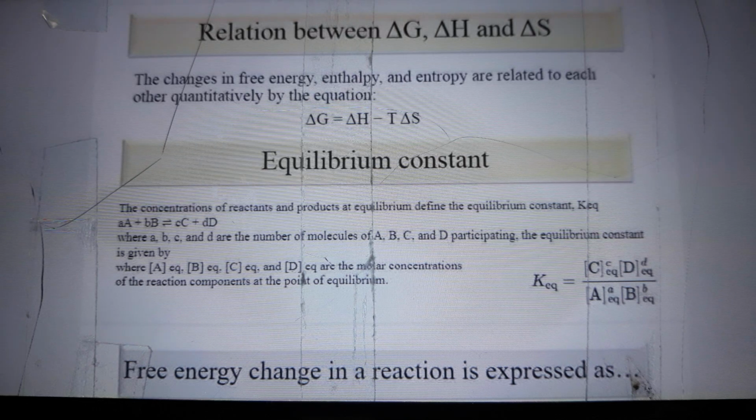for the reaction small a capital A plus small b capital B reversibly equal to small c capital C plus small d capital D, where a, b, c, and d are the number of molecules of A, B, C, and D participating. The equilibrium constant is given by Keq is equal to [C]eq^c [D]eq^d divided by [A]eq^a [B]eq^b, where [A]eq, [B]eq, [C]eq, and [D]eq are the molar concentrations of the reaction components at the point of equilibrium.